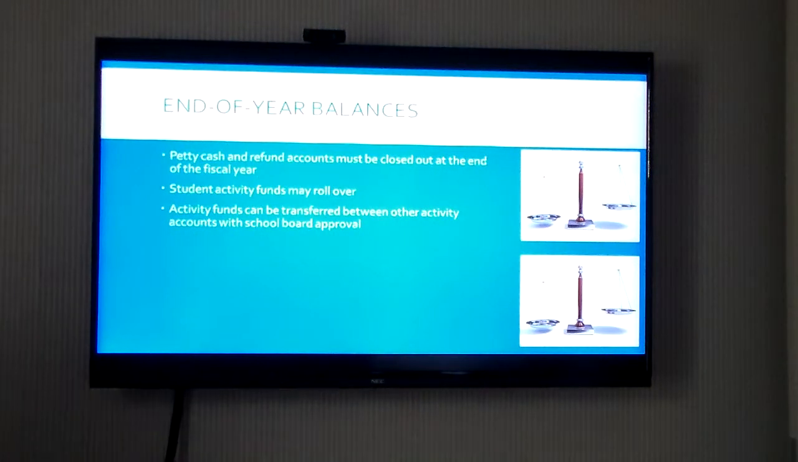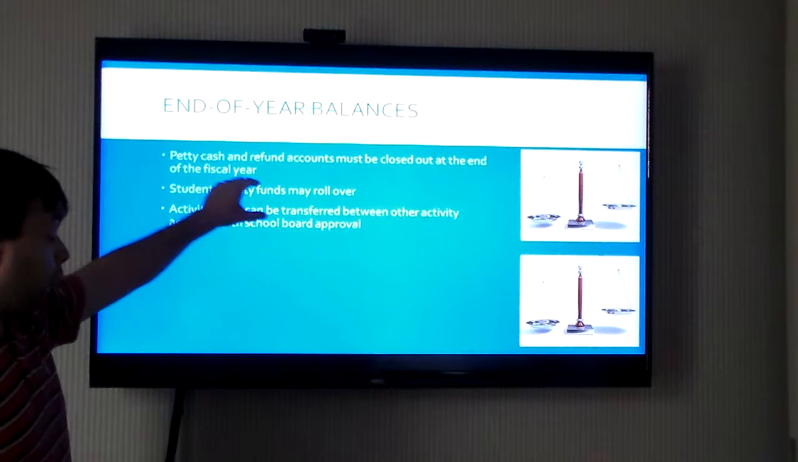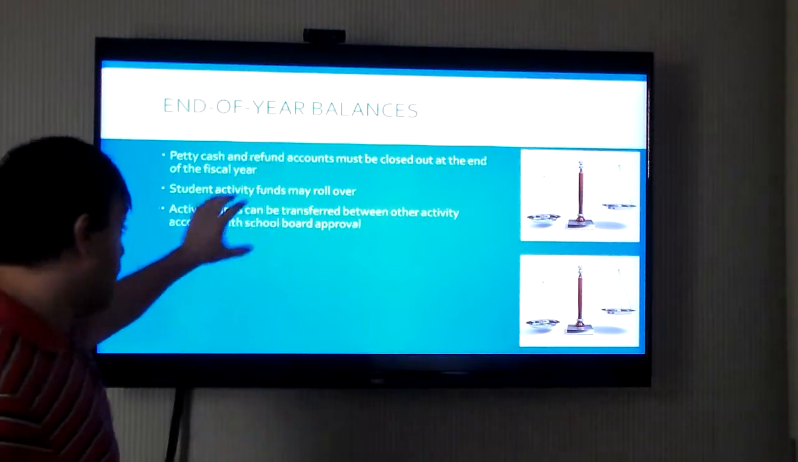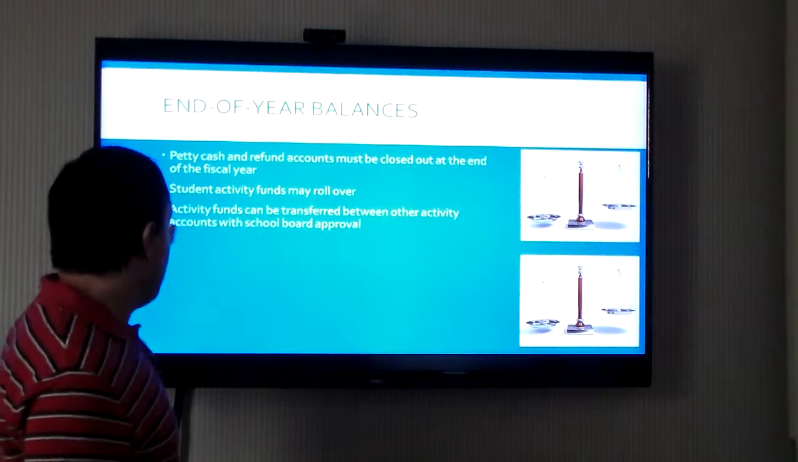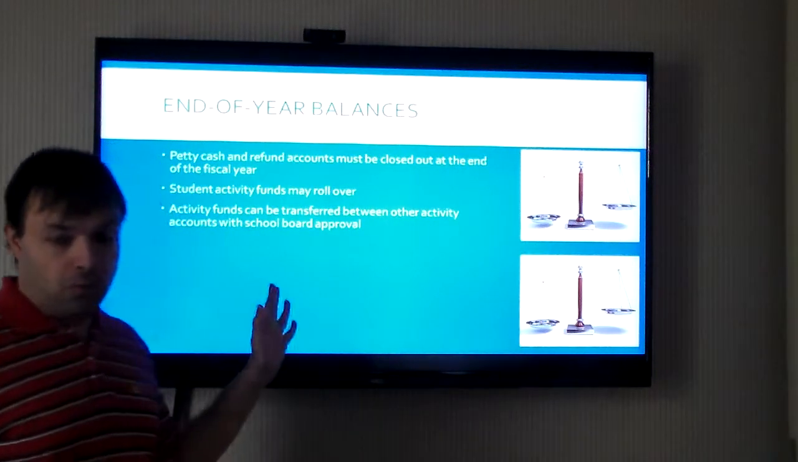So petty cash and refund accounts close out at the end of the year. Activity funds roll over as long as the activity is alive in the school organization. Activity funds can be transferred to other activities with the school board's approval.